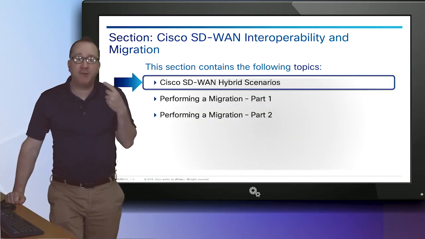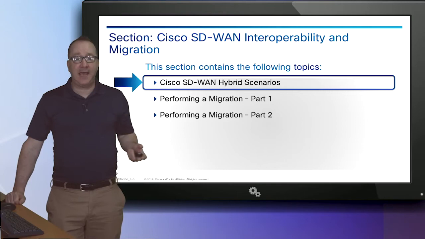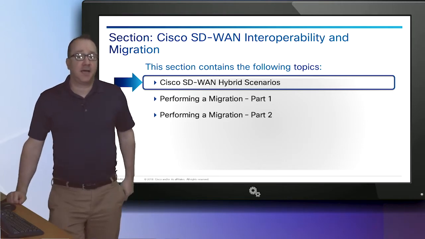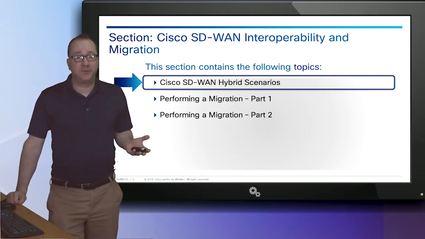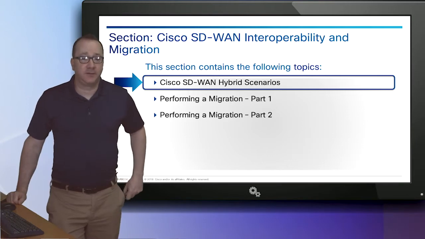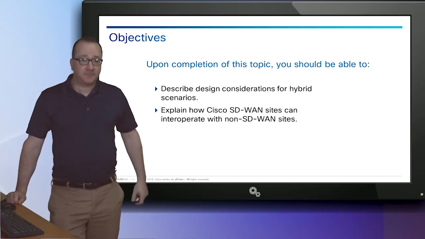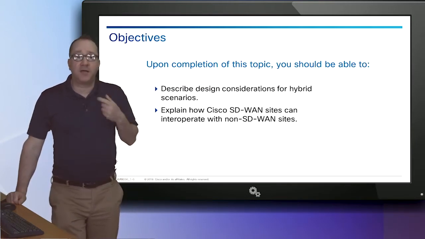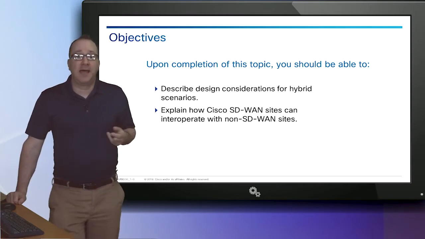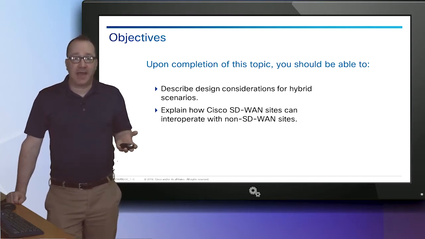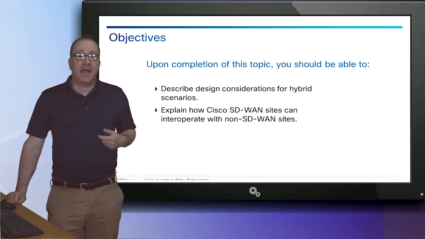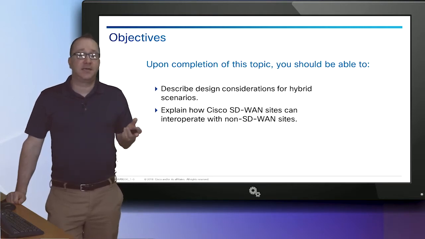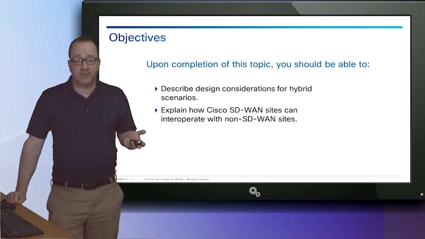Basically, we're going to describe how you deploy that SD-WAN solution and the traditional WAN solution side by side. What we're going to be doing is a bunch of routing redistribution. So stay tuned. When we're done with this, you're going to be able to describe those design considerations we're going to have for those hybrid scenarios, and how those SD-WAN sites can interoperate with non-SD-WAN sites.